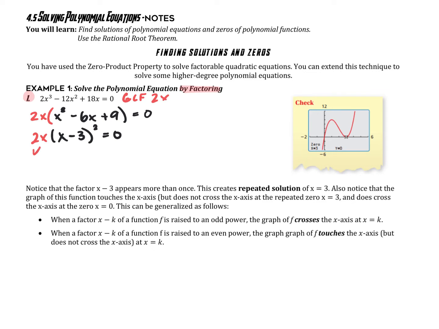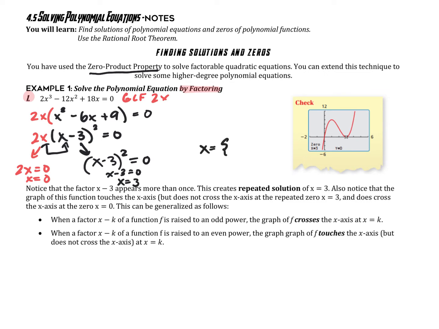So then you're asking yourself, what makes 2x equal 0, and what makes (x minus 3) squared equal 0? Because the zero product property tells us the only way to multiply two things to get 0 is for one of those two things to be 0 itself. So in red, 2x is 0 when x is 0. And in black, I can square root both sides. x minus 3 is 0, so this is true when x is equal to 3. So our solutions here would be 0 and positive 3.